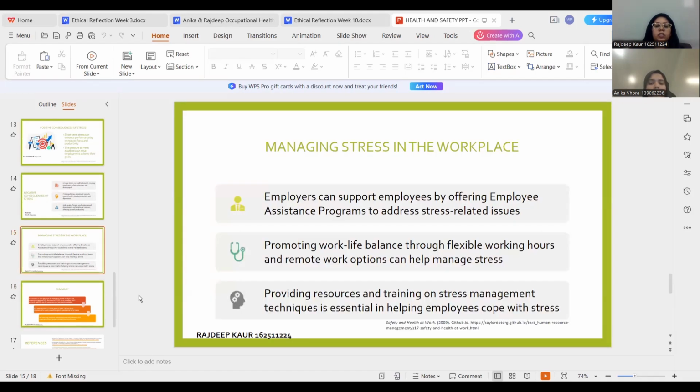Lastly, providing resources and training on stress management techniques is essential in helping employees cope with stress. In order to cope with stress, every person needs to have proper resources and proper training. If a person does not know what stress looks like or what it feels like, they won't be going and getting help. So it's really crucial for employers and the employees themselves to educate themselves on how stress looks, how it feels, and to know what to do and where to go for resources.